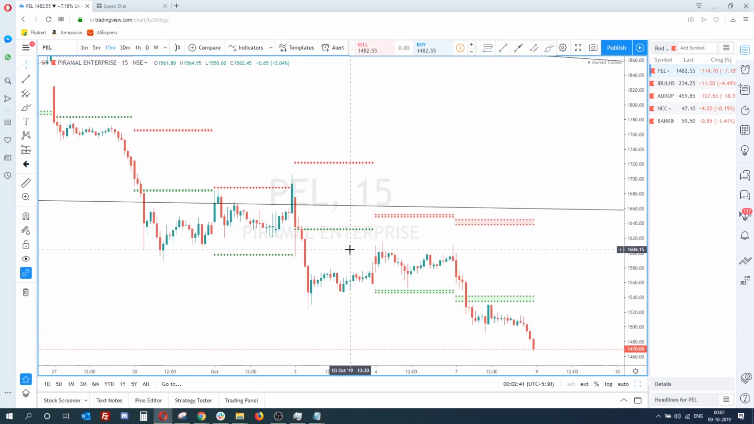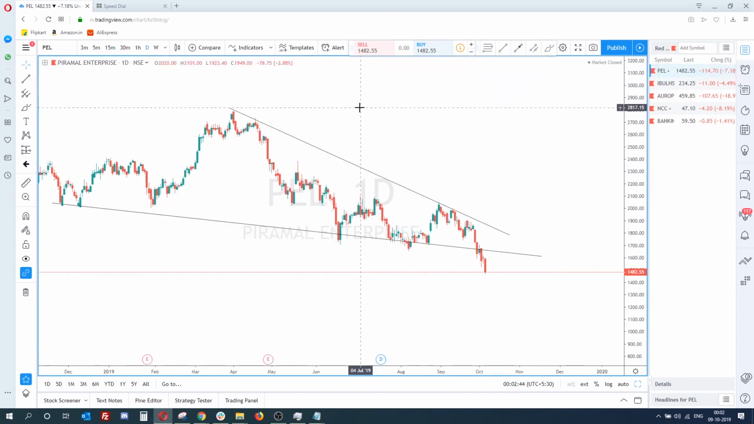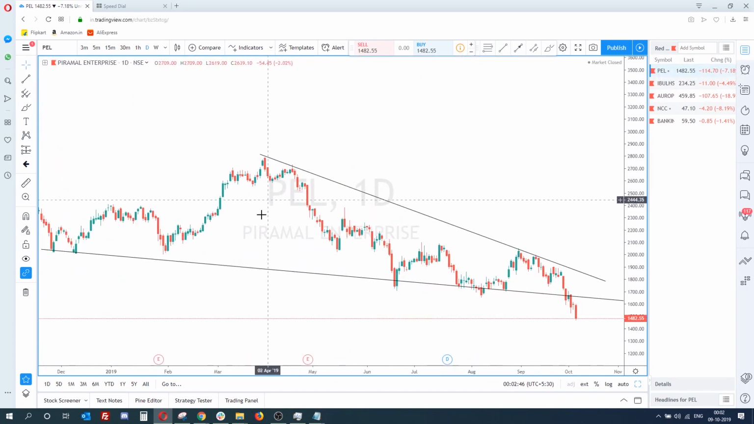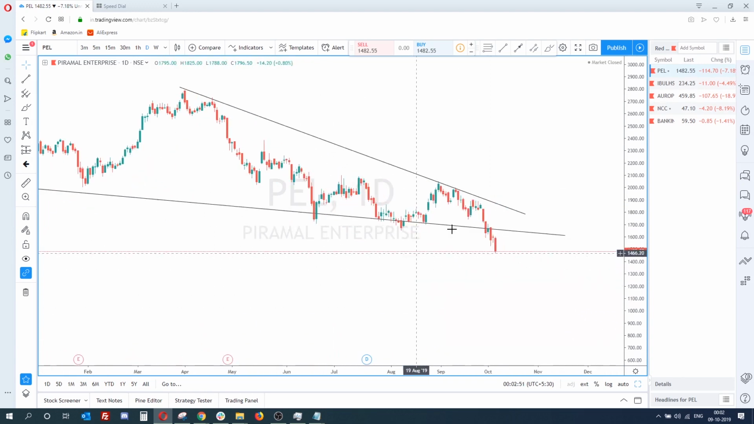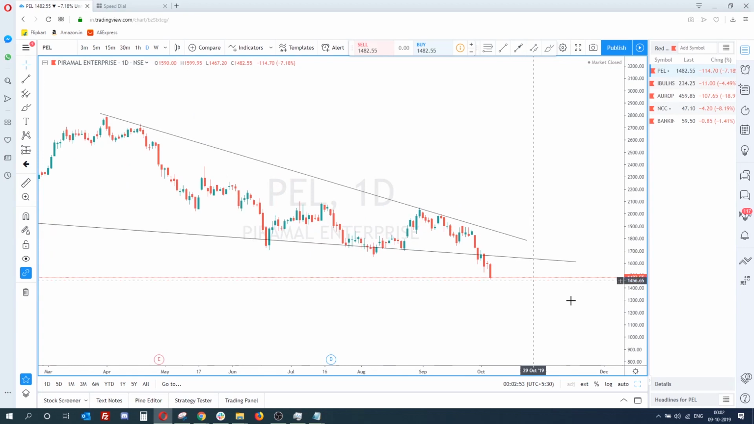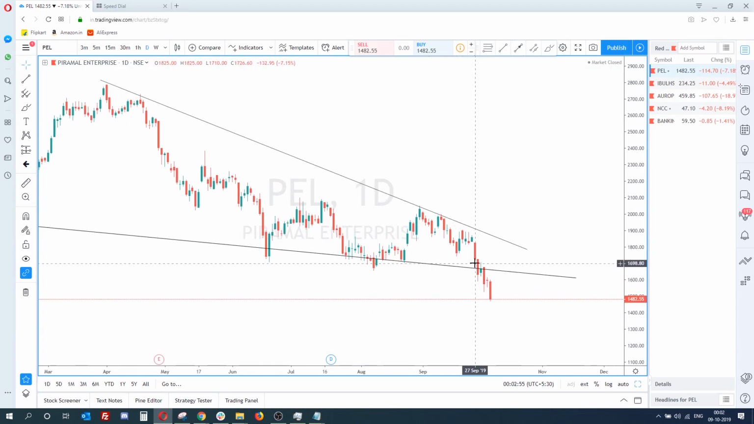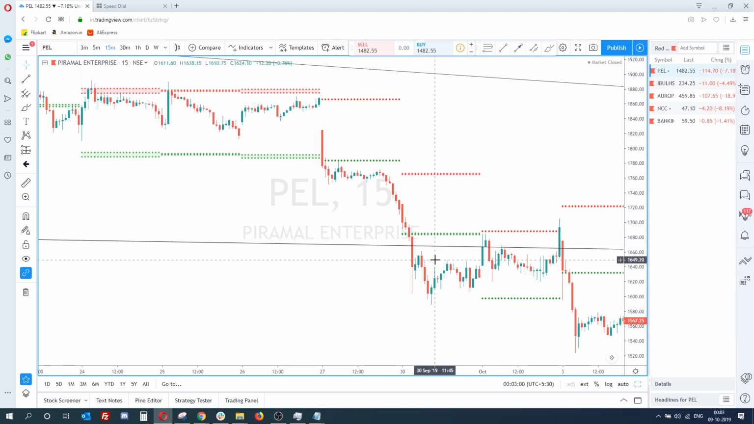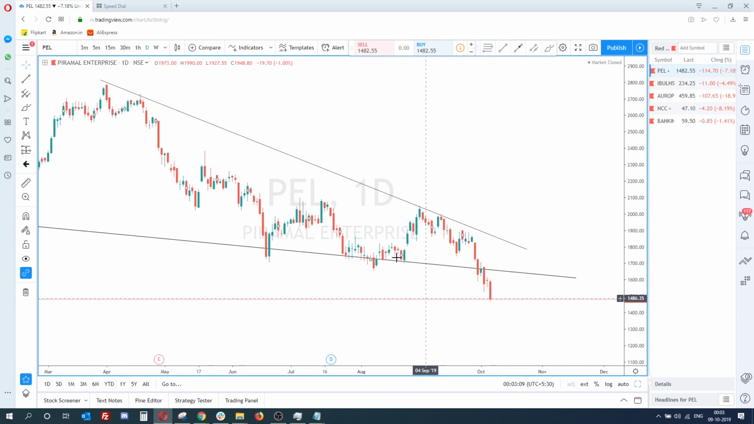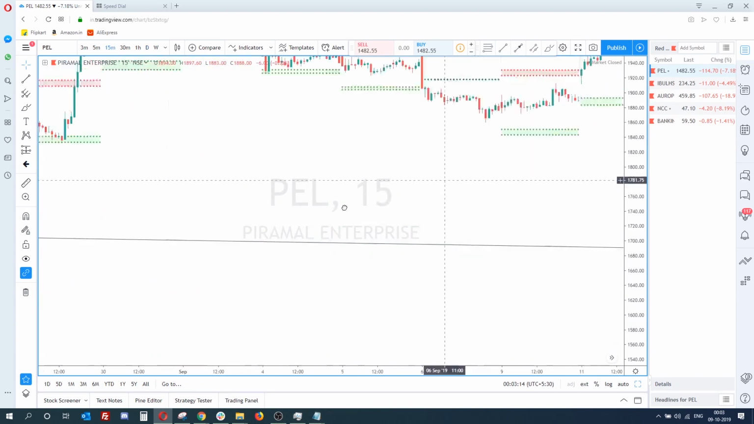Let's come back to the main thing. This is the Piramal Enterprises stock. I have drawn the pattern, and I also get an alert from TradingView on this day. So how do I trade? The rule goes like this: both the pattern and the green zone should be broken in order to take a trade. This is the 1 day time frame and this is the 15 minutes time frame.